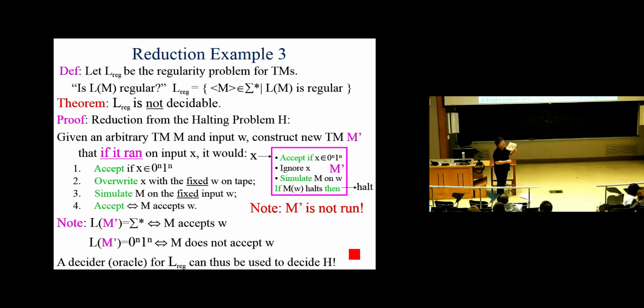Construct an M prime from M and W such that if its own input X is of the form 0 to the N, 1 to the N, you accept it. If not, you simulate M on W and accept if M accepts W. So you either accept everything or you accept only 0 to the N, 1 to the N. In other words, the language of M prime is either sigma star, all strings, or simply all strings of the form 0 to the N, 1 to the N. So its language is either regular, or context-free but not regular. If you have an oracle to tell you which case it is, you've solved the halting problem by exploiting this subroutine.